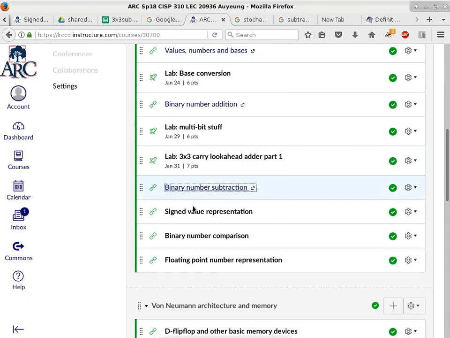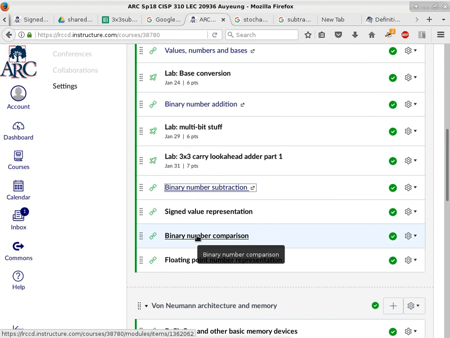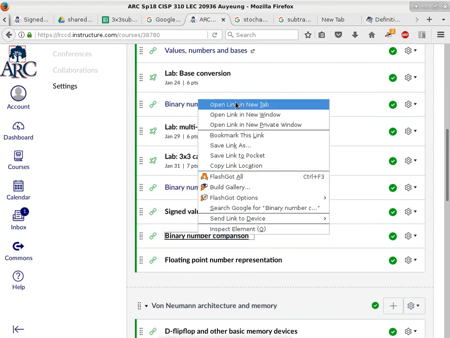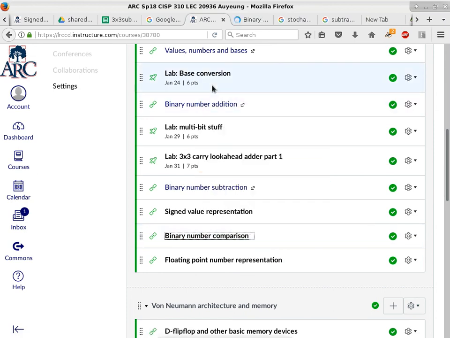The overall borrow represents the sign then, right? The borrow flag indicates whether the minuend is less than the subtrahend.